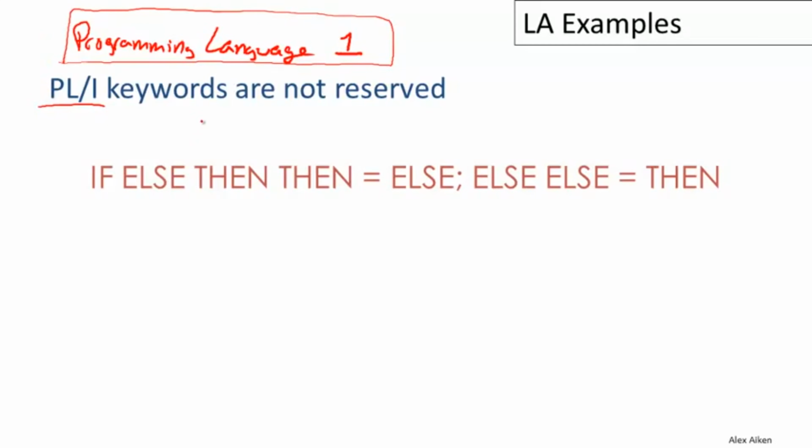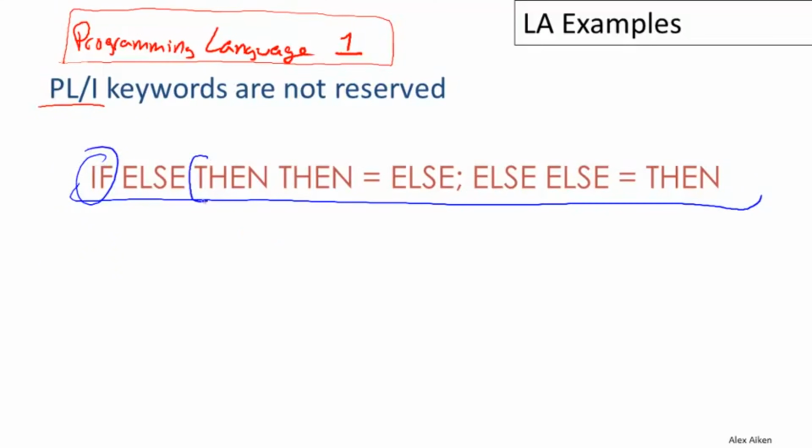One of the features of PL1 is that keywords are not reserved. So in PL1, you can use a keyword both as a keyword and also as a variable. You can use keywords in other roles other than keywords. That means you can write interesting programs like this. Let me read this out loud because it sounds interesting: if else then equals else, else equals then. The correct organization here, of course, is that this is a keyword, this is a keyword, and this is a keyword. The other things, switch colors here, are all variable names.